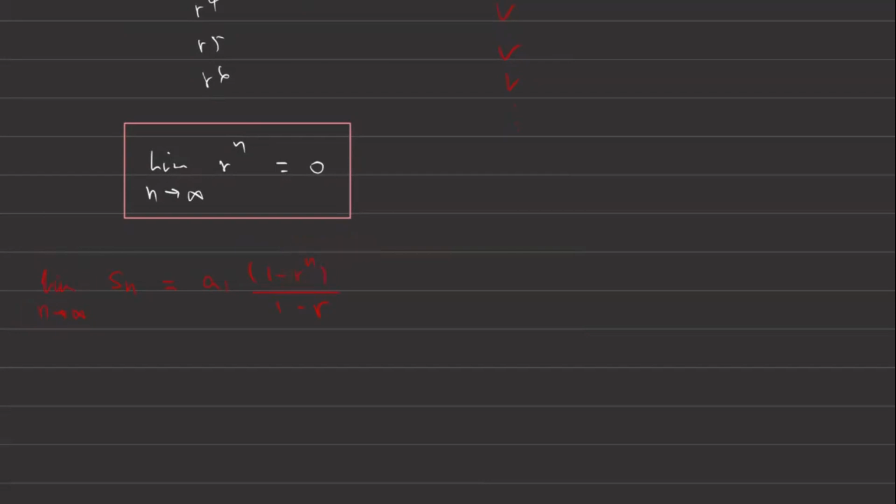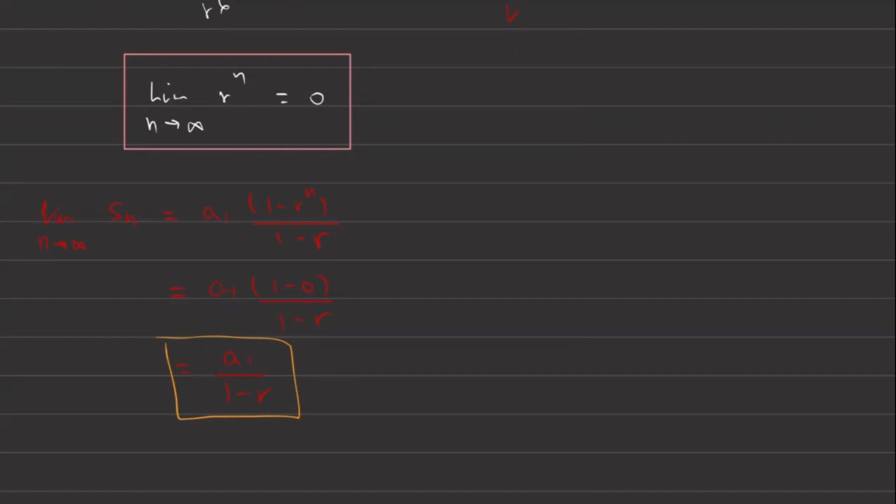So knowing that, let's write that down. The right-hand side of the equation now becomes A1 times (1 minus 0) over 1 minus r. And of course, 1 minus 0 doesn't affect anything. So this becomes A1 over 1 minus r. And there you go. That is the sum of a geometric series if n goes to infinity.